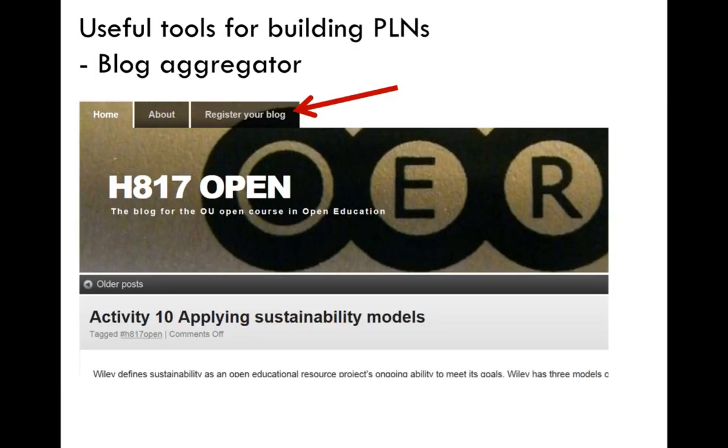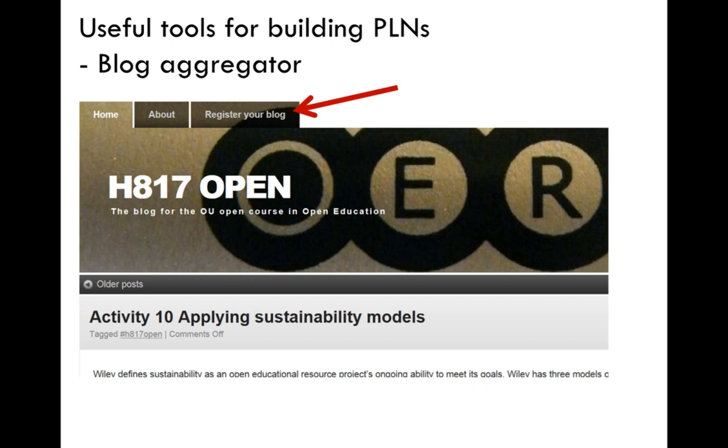There was a blog aggregator connected to the MOOC where you could register your blog. When adding the relevant hashtag to each blog post you wrote, the blog aggregator would locate and display your blog entry. You therefore only had to go to the blog aggregator to browse through the blog entries posted by the various participants on their personal blogs.